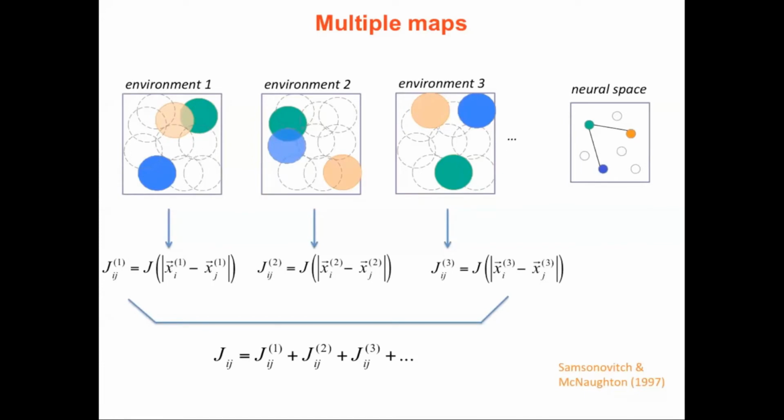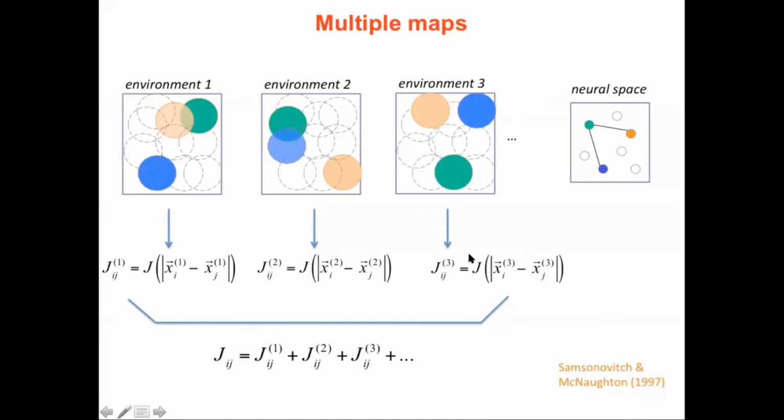Now, if the animal is exploring another environment, then the same neuron may have place fields at different positions in this new environment, a phenomenon which is called remapping. For instance, the green and the blue neurons, which were far away in terms of place field in environment 1, may actually be overlapping in environment 2. So we may define a new synaptic connectivity matrix in this environment, which depends on the relative position of the place fields. And so on. You can do exactly the same thing in environment 3 and so on.